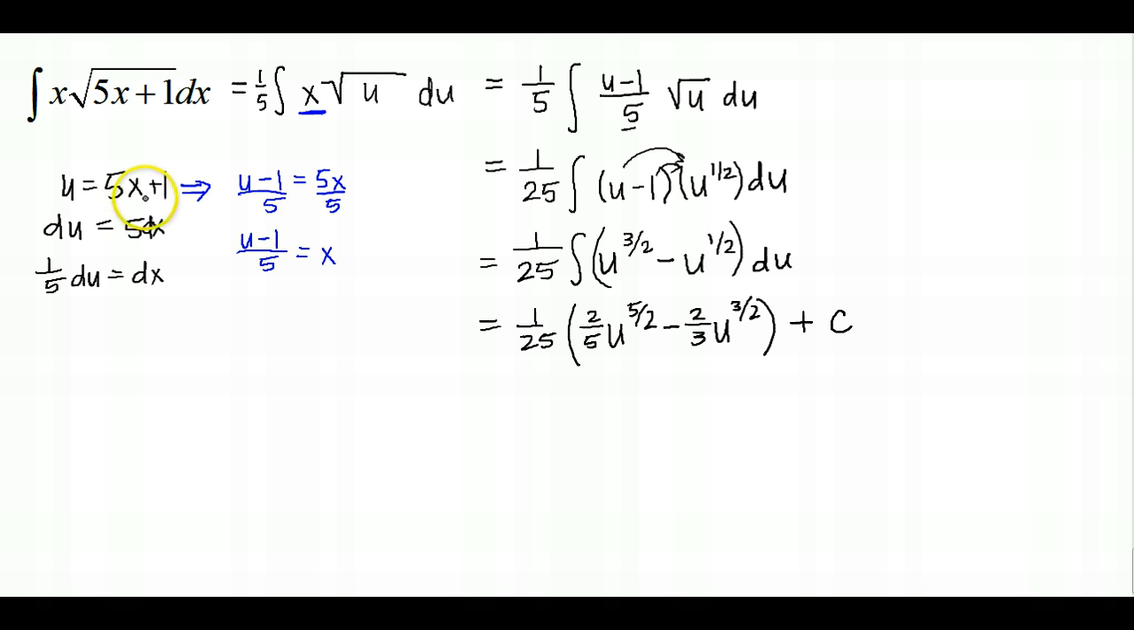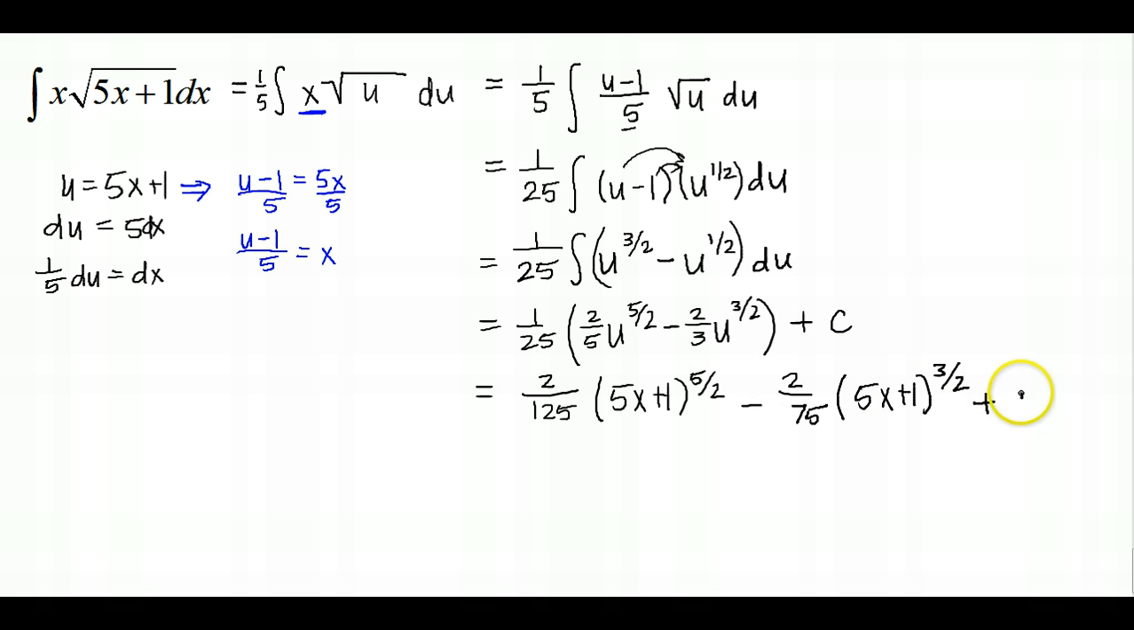And now I need to substitute u back in as 5x plus 1, so I have everything in terms of x. So here let's distribute as well. So we're going to have 2 over 125, so I'm distributing in the 1 over 25. So 2 over 125, u was 5x plus 1 to the 5 over 2, minus, now here I'm going to have 2 over 75. So 2, and then 25 times 3 is 75. So minus 2 over 75, and then u again was 5x plus 1 to the 3 over 2, plus c.